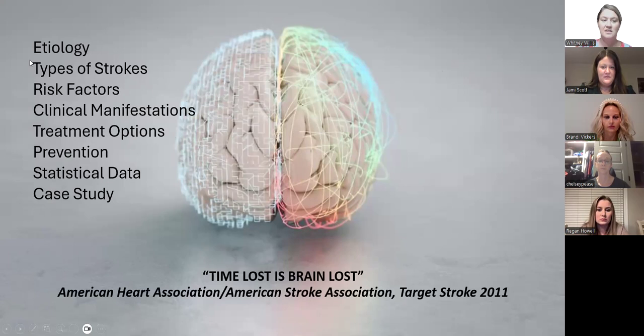We'll be discussing the etiology, types of strokes, risk factors, clinical manifestations, treatment options, prevention, statistical data, and a case study. And as always, time lost is brain lost. Every second counts when treating a stroke.